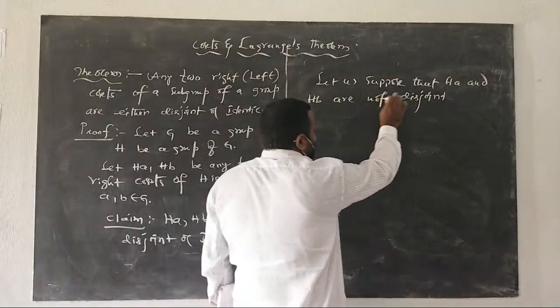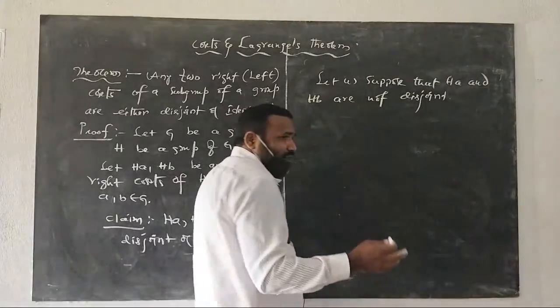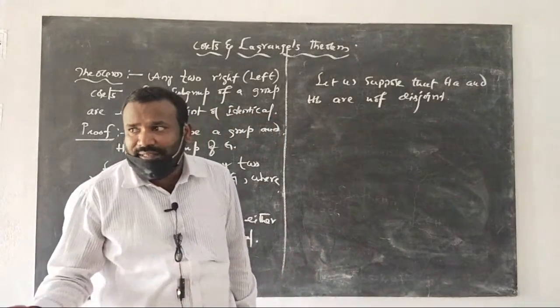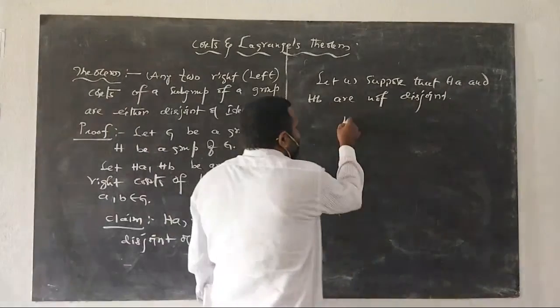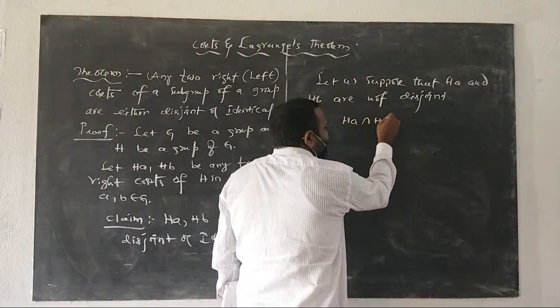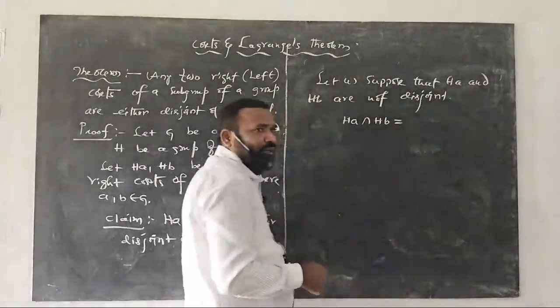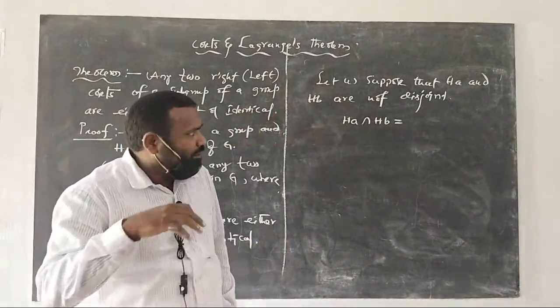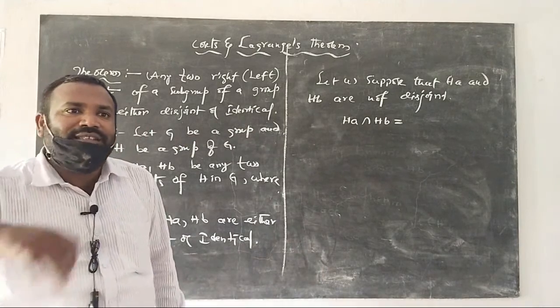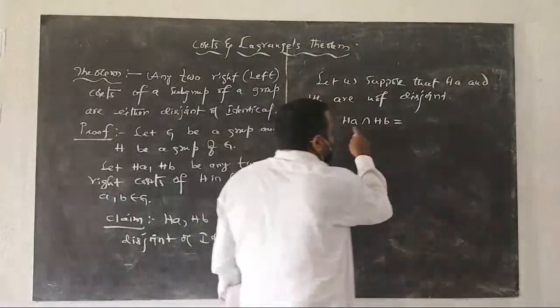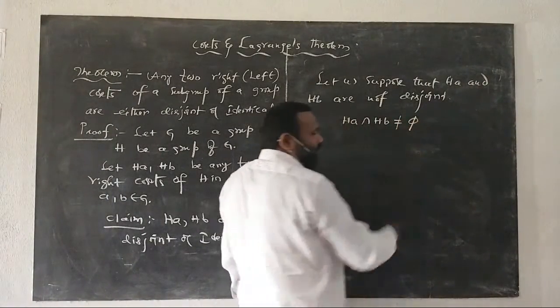So when I said Ha and Hb are disjoint, what is their intersection, empty or non-empty? Ha intersection Hb is equal to empty. If the intersection is empty, they are disjoint. But we started with they are not disjoint. That means Ha intersection Hb is non-empty.